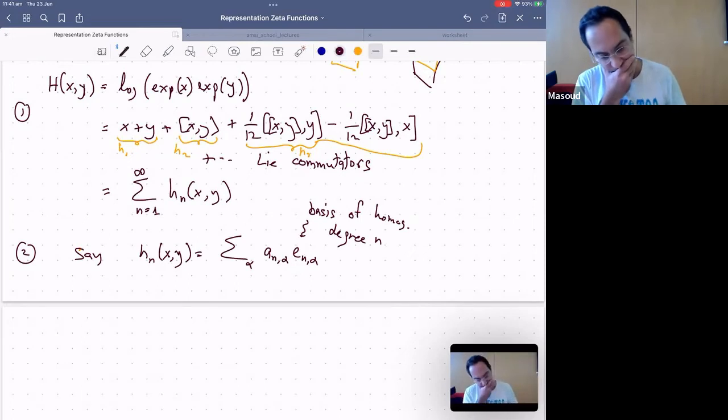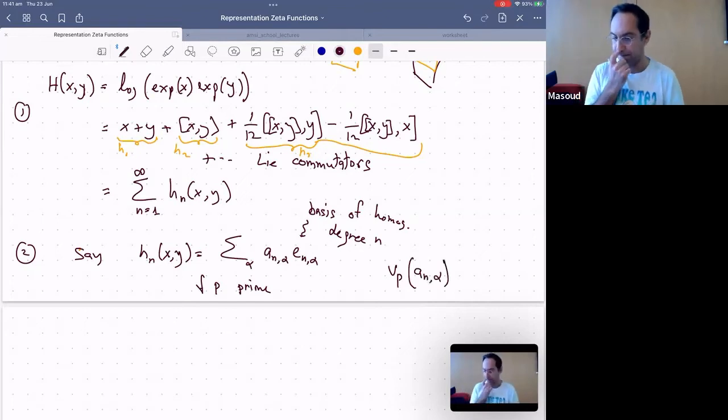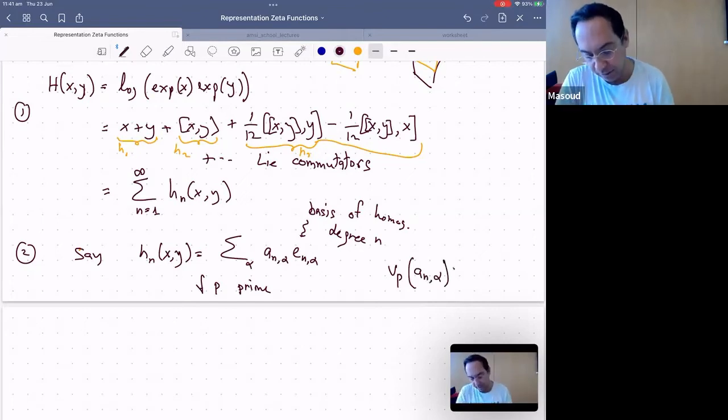So in this case, one can show that, let P be a prime, any prime that you want. For every prime P, the valuation of A_n, alpha is greater or equal to minus (n minus 1) over (P minus 1).